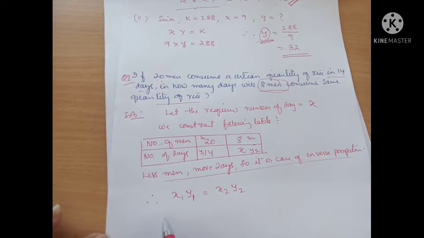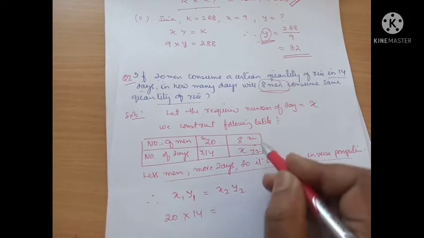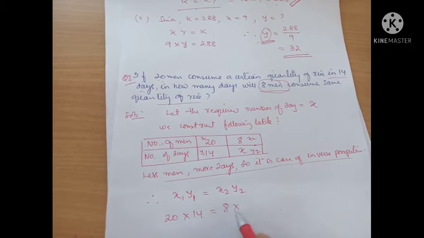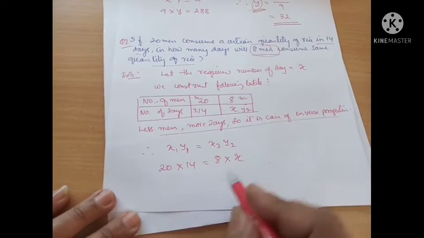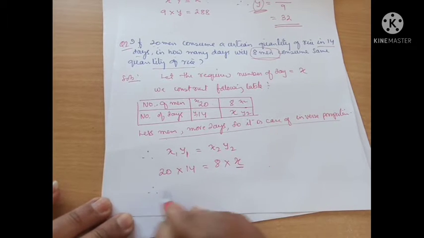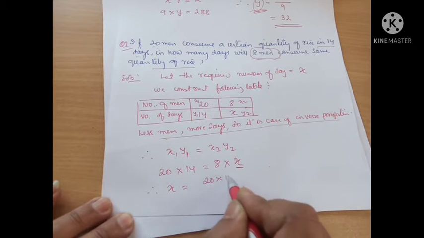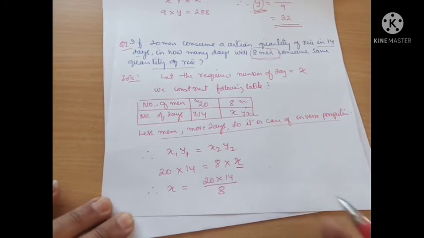Here comes 20, that is x1, into y1, that is 14. And here comes x2 into y2, which is x. So we are going to find out the value of the number of days. Therefore, x equals 20 into 14 by 8.